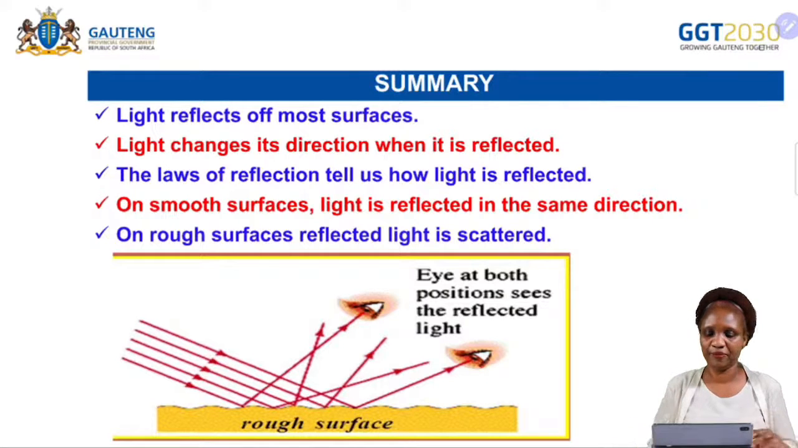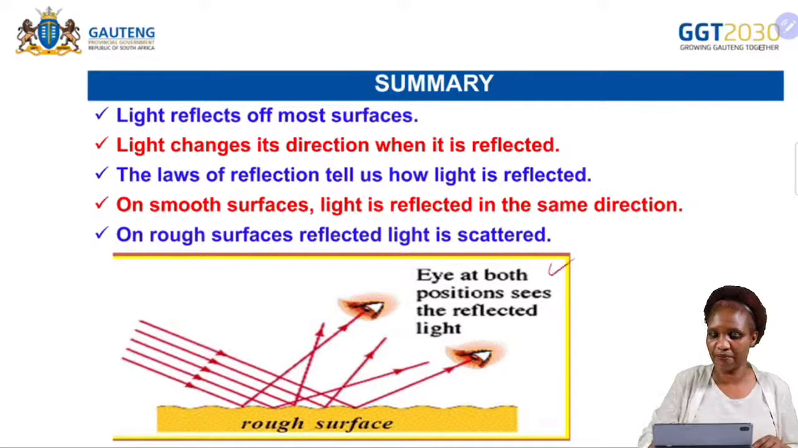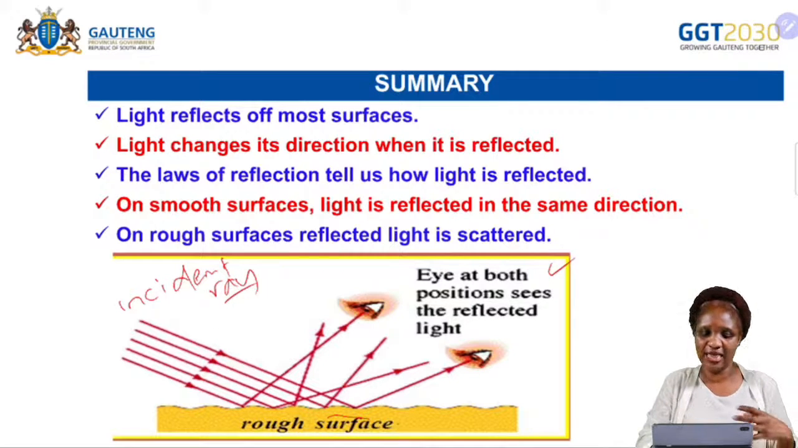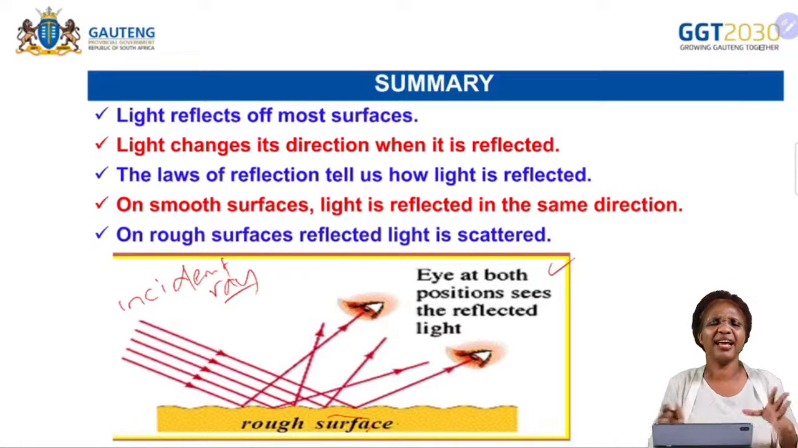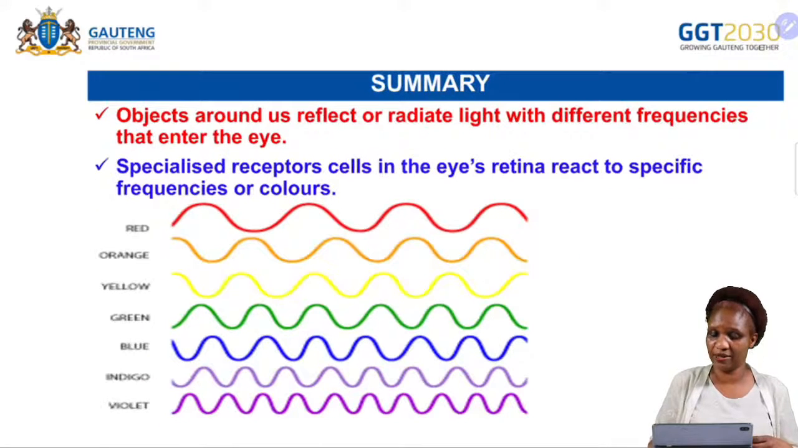Okay. For example, on this picture here, it shows a rough surface. You can see light is traveling in straight lines. This is the incident ray. That is incoming light. And then when it strikes a surface, if it's a rough surface like this one, then light will be scattered. Okay. The eye at both positions sees the reflected light, but it's difficult for the brain to interpret it.